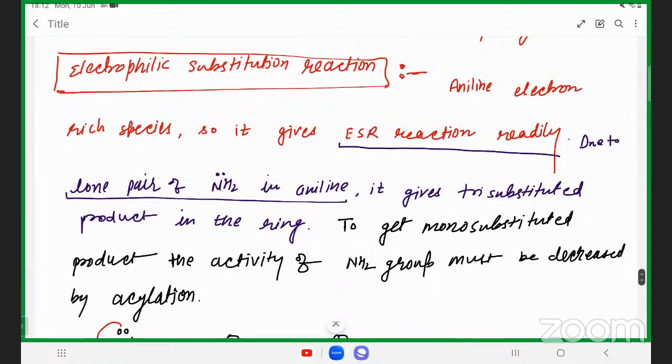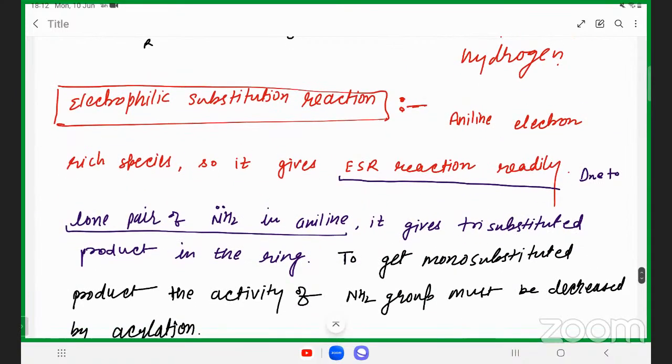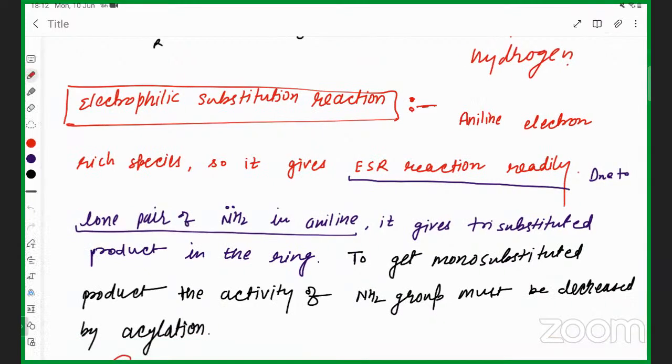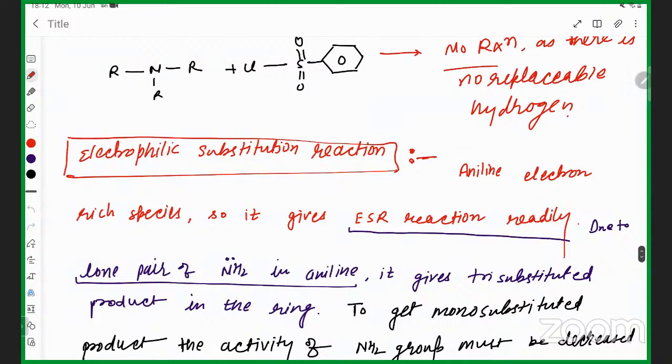Hello students, let's try to understand the substitution reaction of aniline. So what we are going to find here is that aniline has what group? If you see the structure of aniline, this is the structure of aniline. Here the NH2 group is there. This is aniline.